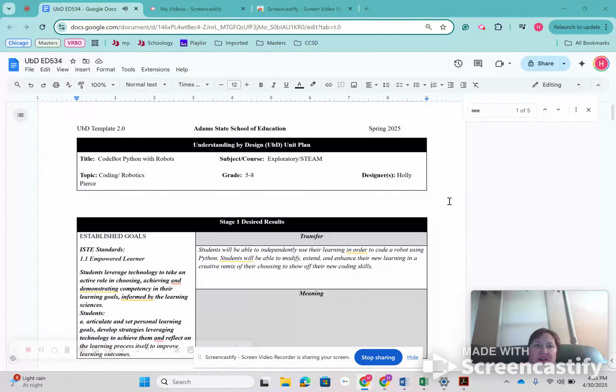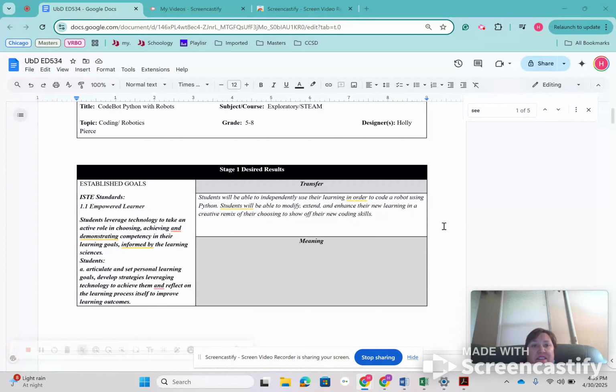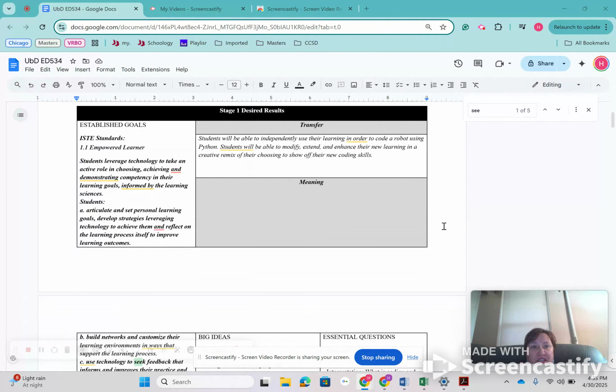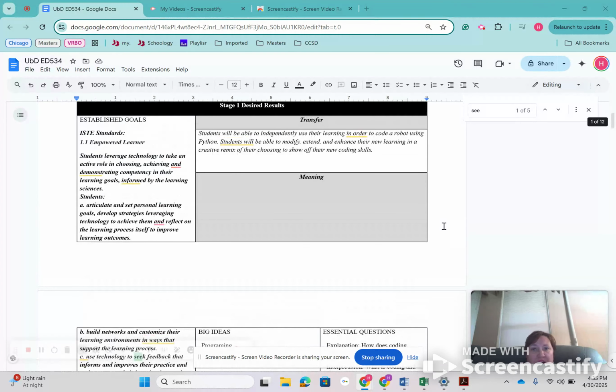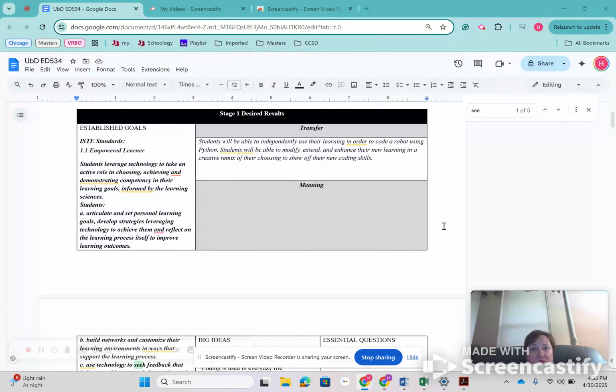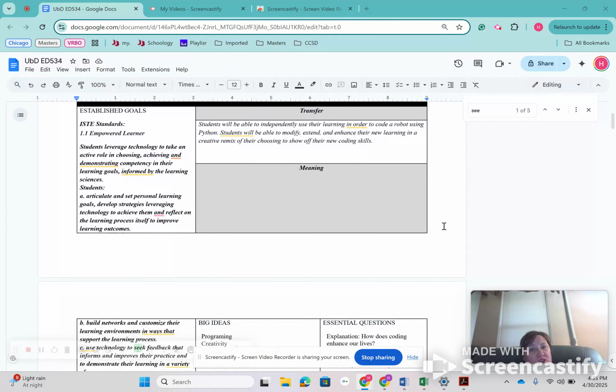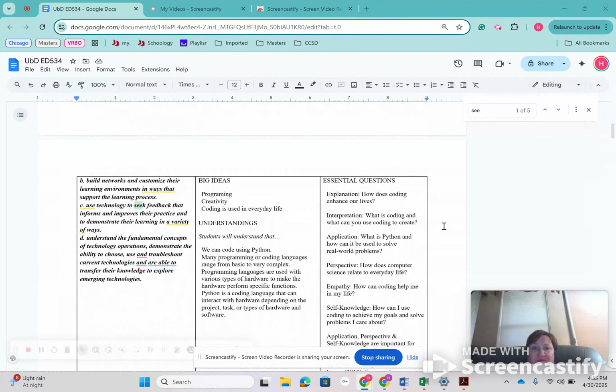Hi, I have my Understanding by Design unit plan for middle school coding and robotics. And I use the technology standards for Empowered Learner. Basically, the students will independently use their learning. They learn about coding and robotics with Python in order to modify their learning to make their own remix of their choice to show off their new coding skills.